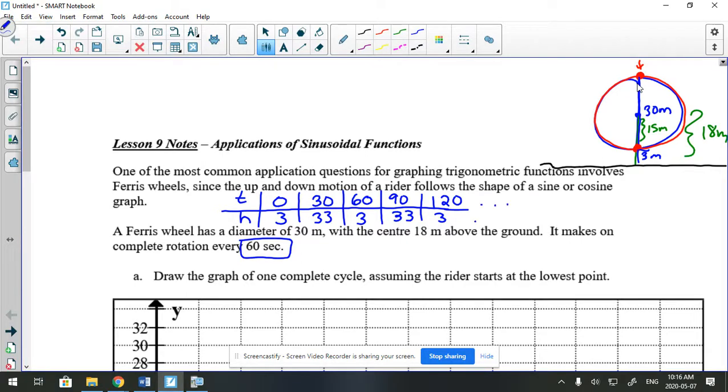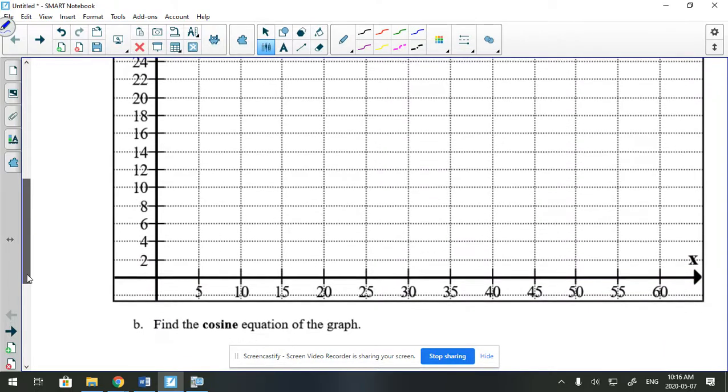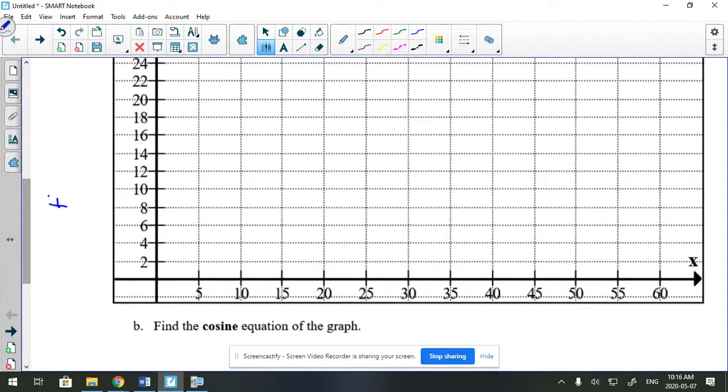So that's how I like to set it up, just to organize the information. Reading it is a little bit tricky to decipher what's going on. So draw a diagram, that way you can get your information. Do a little table of values so you can see what it looks like. So I'm now going to draw my graph using that information. Here's my height in meters. And here's my time in seconds.